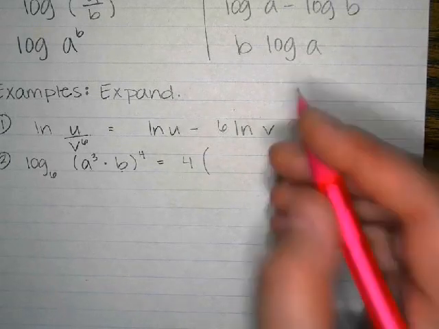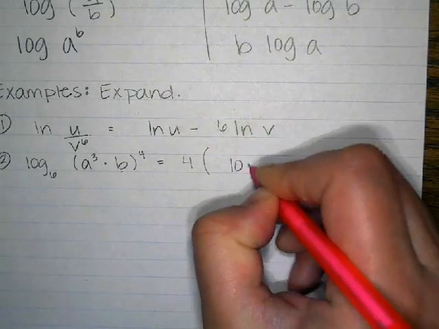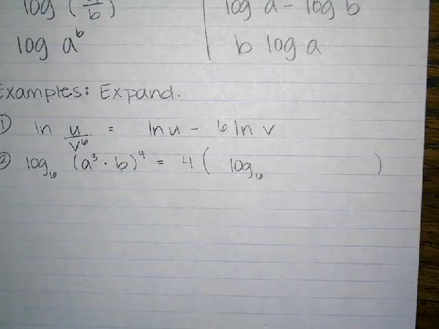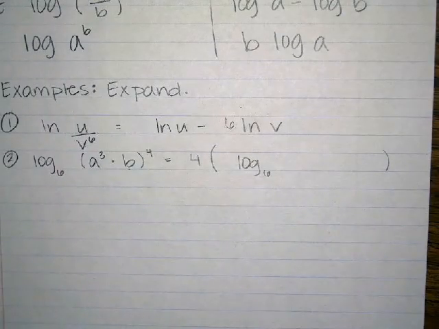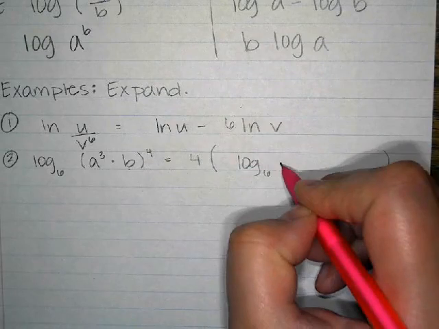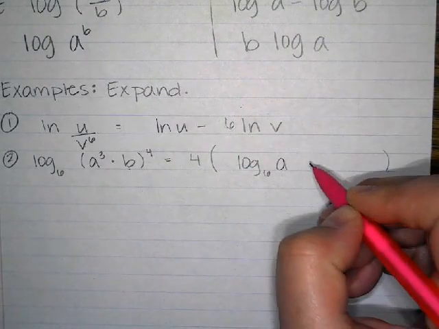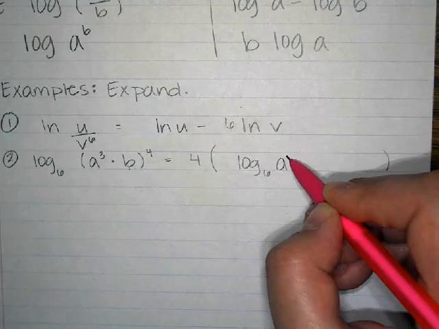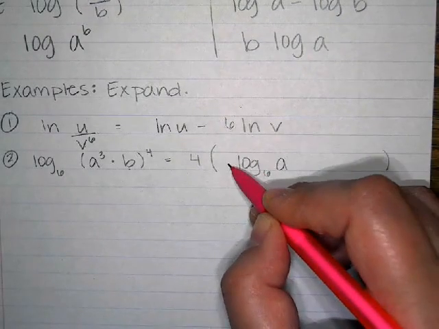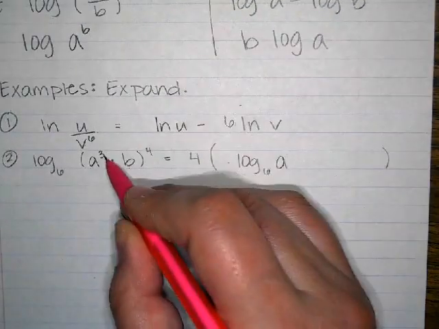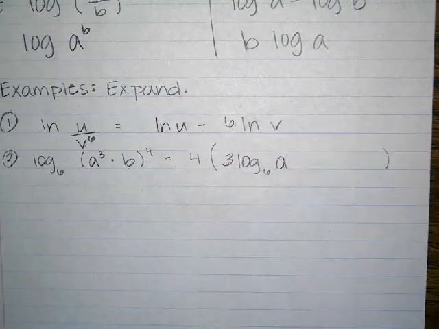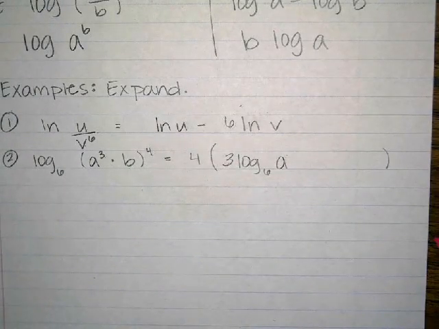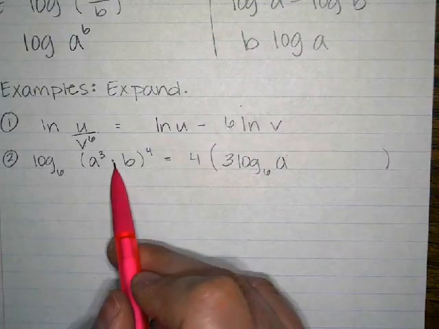Is it going to be a to the third? No. What do I do with the third? I move the third to the front of this part. An exponent of 3 has to move to the front. This is a multiplication problem, so now what do I write? Plus. Is it just a B?